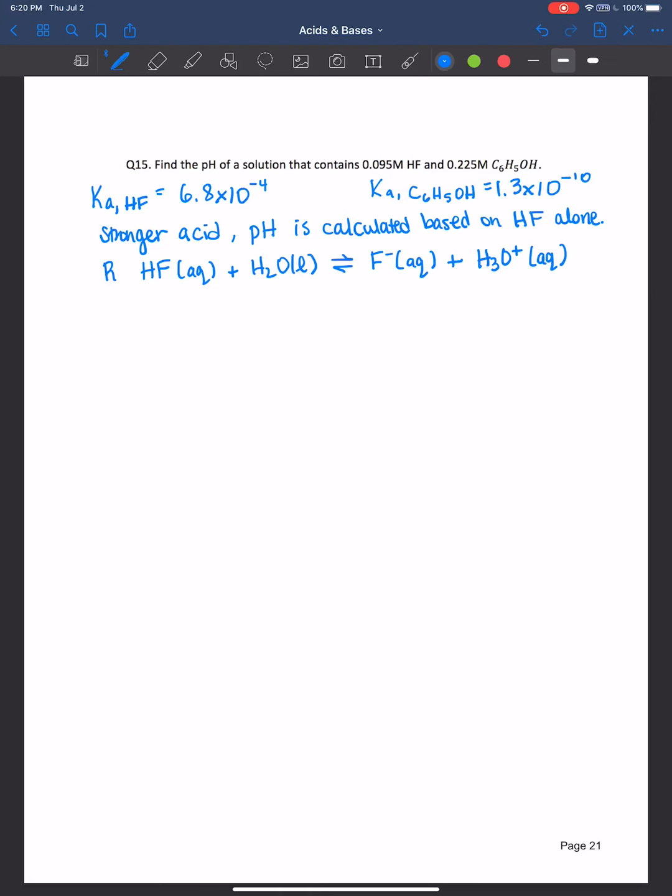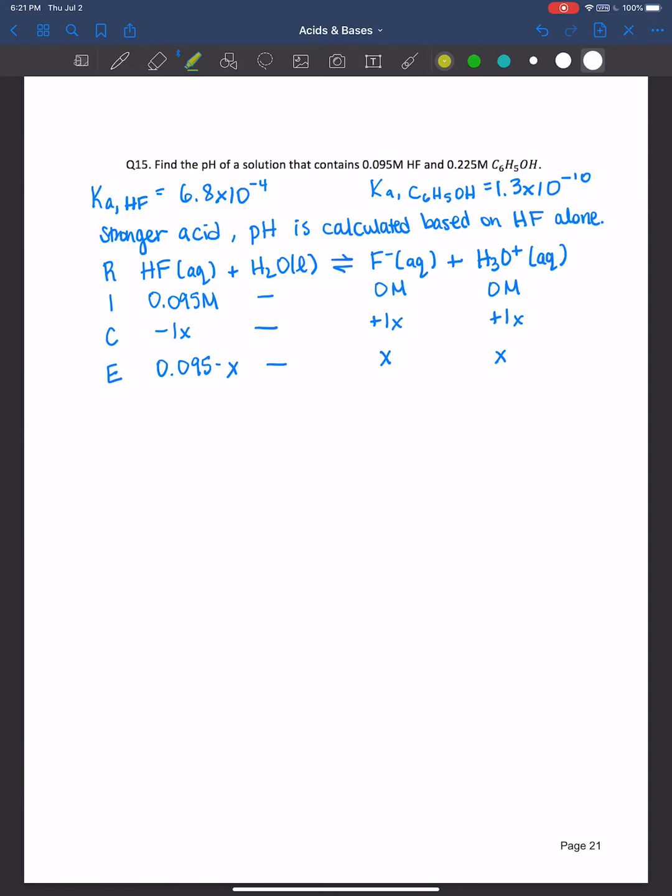All right, so then initially what we put into our beaker is 0.095 molar hydrofluoric acid. We don't have anything of fluoride in there or a significant amount of hydronium ions in there. It changes by -1x over time and then +1x for the products, increasing. And so at equilibrium, hydrofluoric acid will be 0.095 minus x. And then fluoride will be 0 plus 1x, which is x, and same for the hydronium ion.